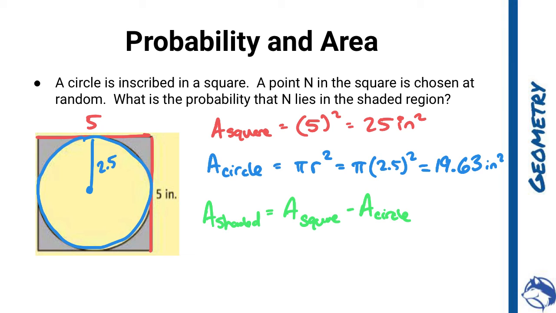So I'm going to go ahead and do that. I'm going to do 25 minus 19.63. So the area of the shaded is 5.37 inches squared.